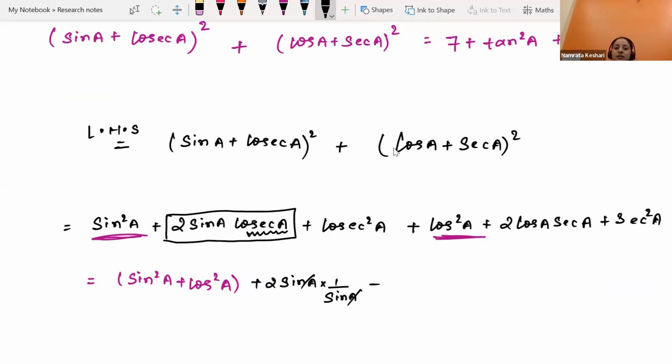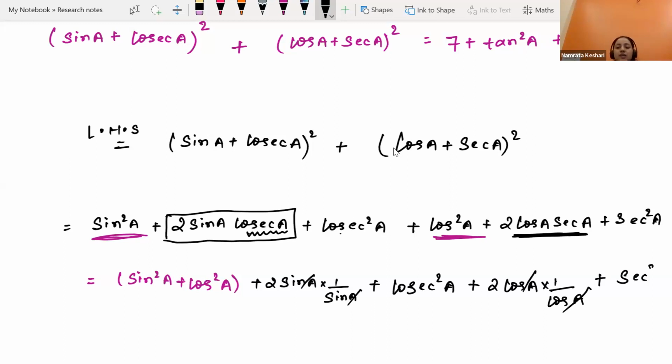Similarly, let's copy this cosec square as it is. This 2 cosec A sec A, we can write it this way: 1 by cos A. This is gone, just 2 we are having, plus sec square A. See, we are not leaving any term. We have carefully copied down each and every term over here. If you want, please check it.